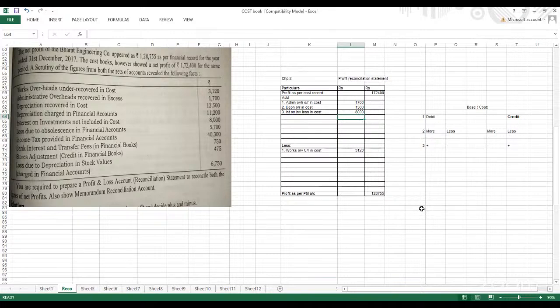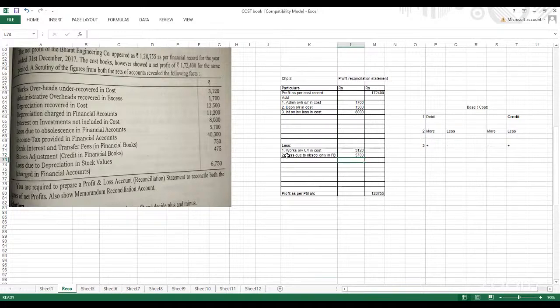Next, loss due to obsolescence in financial accounts. Okay. So loss, all losses, all expenses are debit. So first step is debit. We got it, that it's a debit item. And it is in financial account. So less in cost. In cost it is not there. So effect will be just below that, less. So write number 2. Loss due to obsolescence. Okay, only in financial books. Okay. How much is the amount? 5,700.